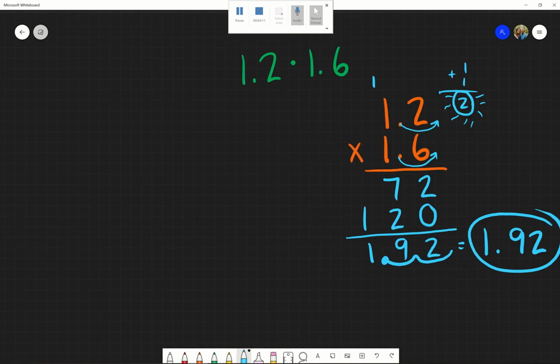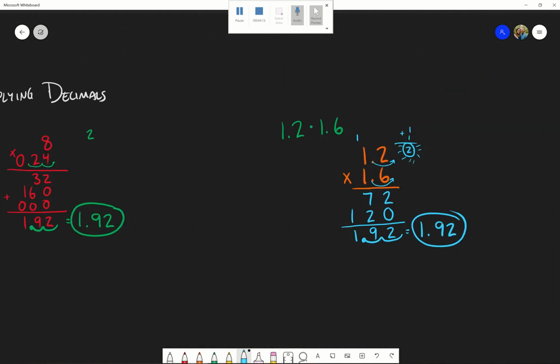Look at that good math. Weirdly, both of these numbers gave me the same answer. I'm going to try and do a math problem where I don't get the same answer, because we can keep getting 1.92 in lots of different ways, but that was a weird coincidence.